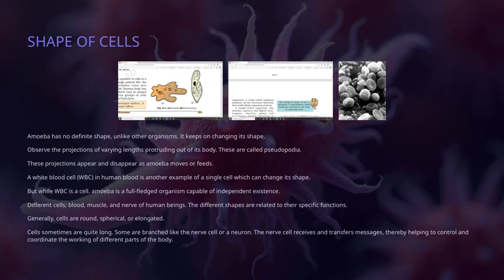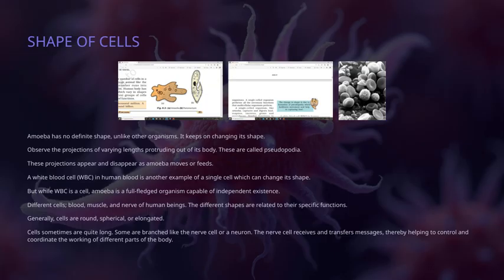Different types of cells, like blood cells, muscle cells, or nerve cells, have distinct shapes that suit their specific functions. For instance, nerve cells or neurons are often quite long and sometimes branched. This unique shape allows them to receive and transfer messages throughout the body, helping us control and coordinate our movements and responses.